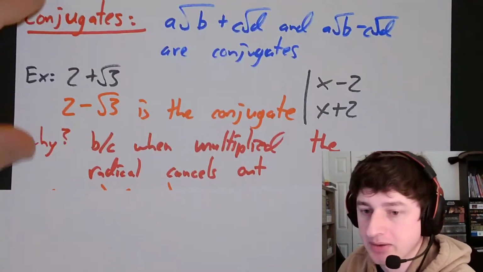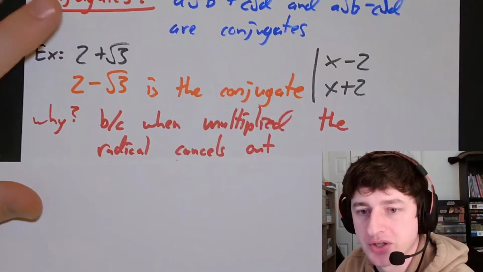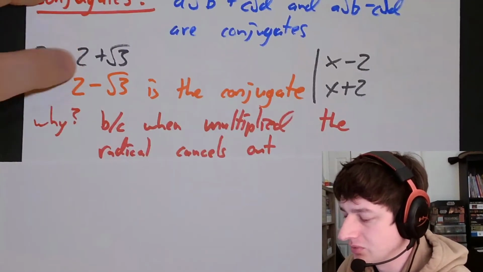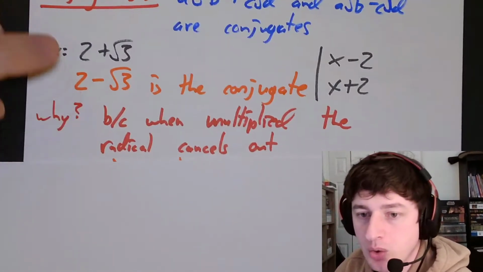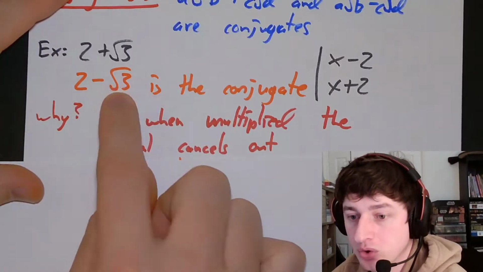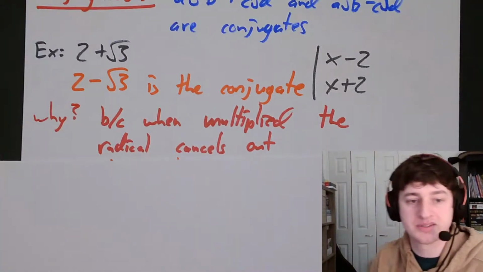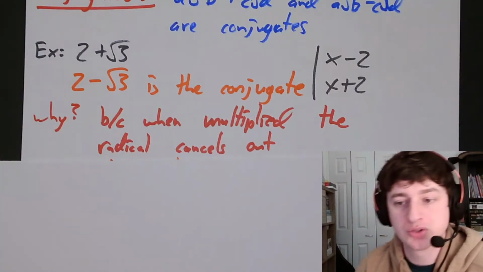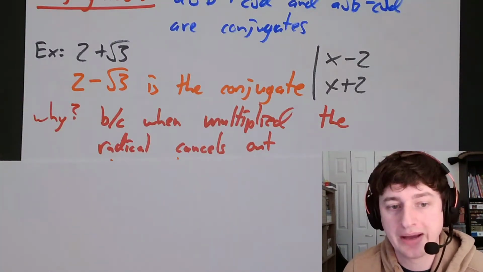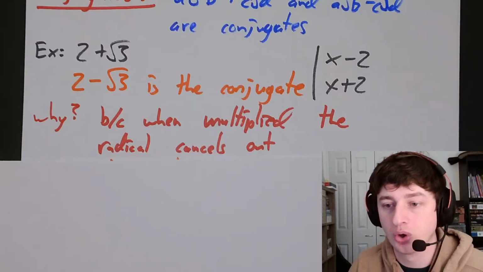Now why would we need this conjugate thing? What good do these two do? Well, because when we multiply them, we're not going to have a radical anymore. That's the important thing here. When we multiply these two things, the radical is just going to go away.